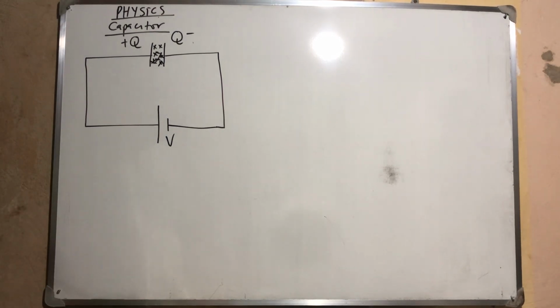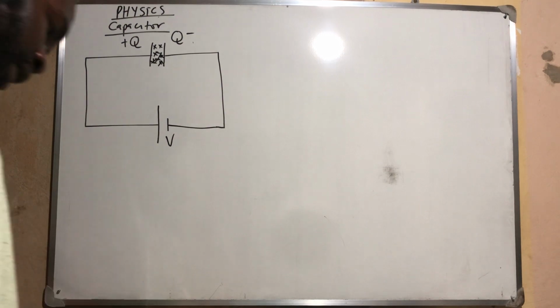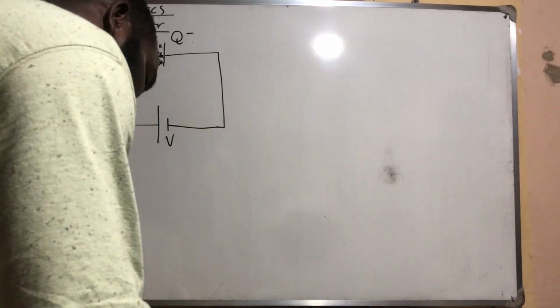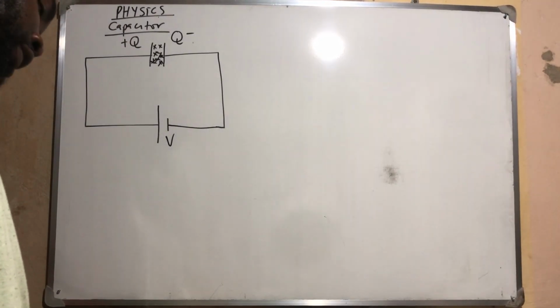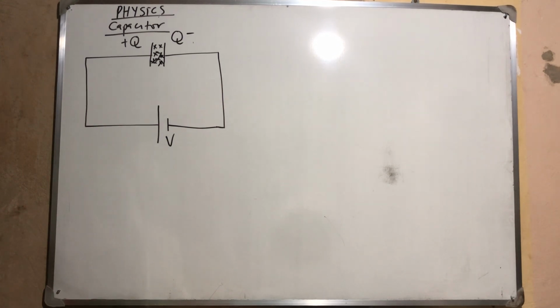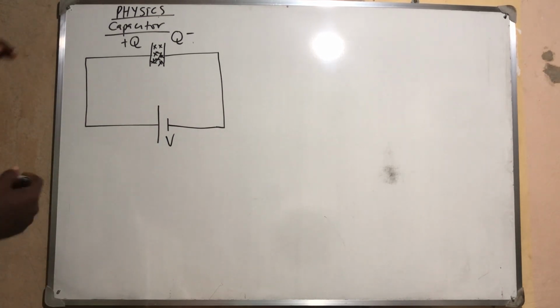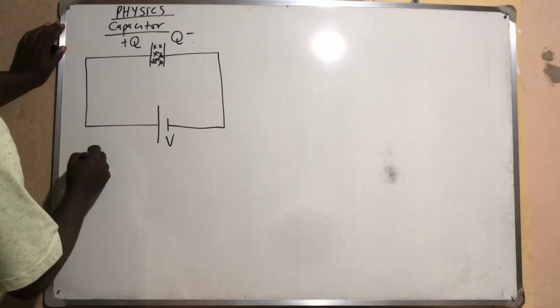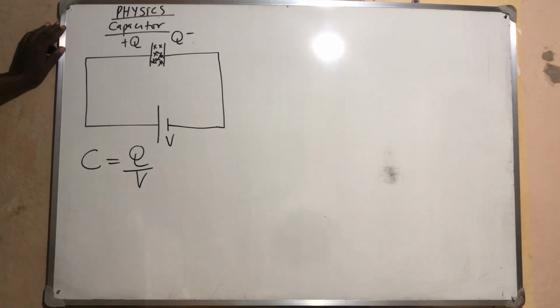Another way to say it: the capacitance of a capacitor is defined as the charge per unit potential difference between the plates. The capacitance is equal to the ratio of the charge on either plate or conductor to the potential difference. So charge per unit volt is the capacitance of a capacitor. So the capacitance C is equal to Q over V.